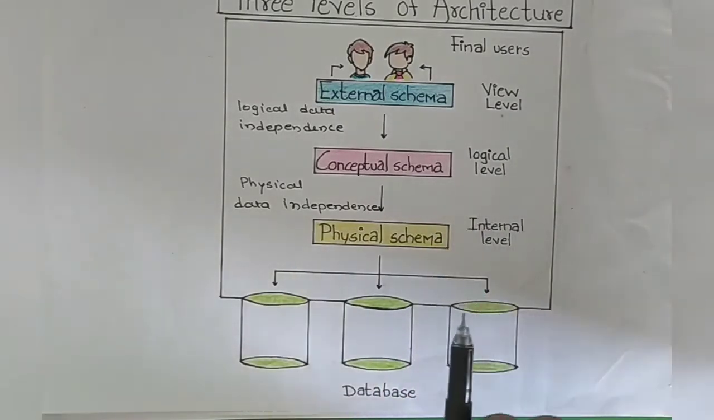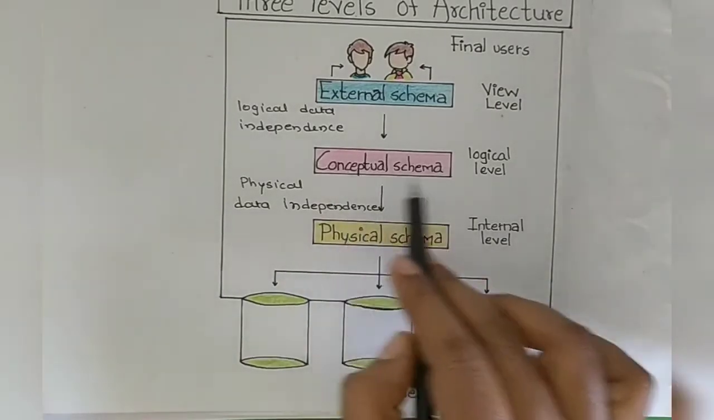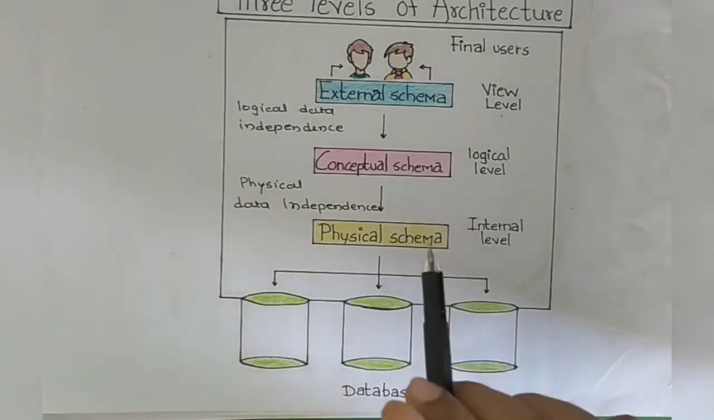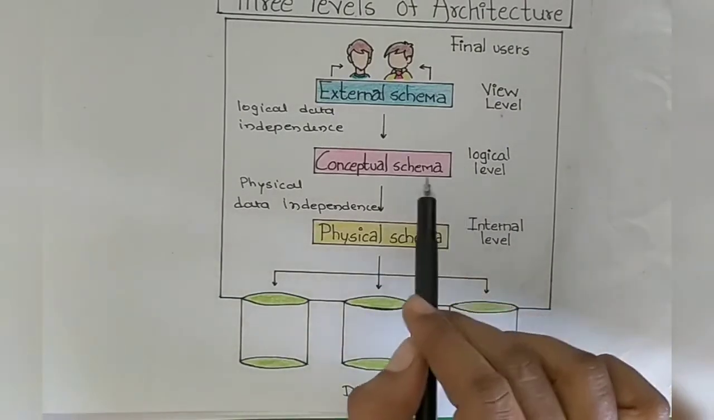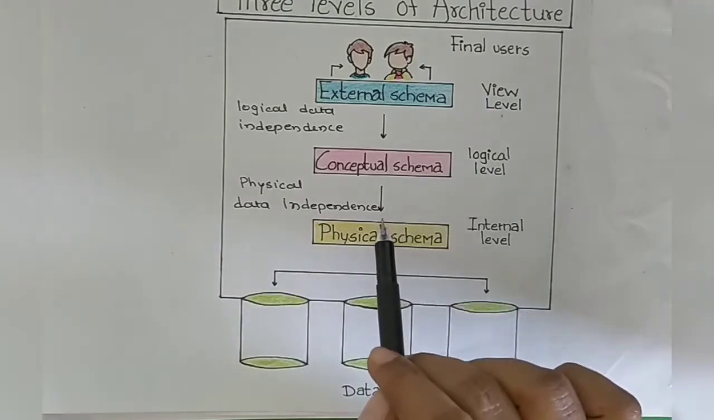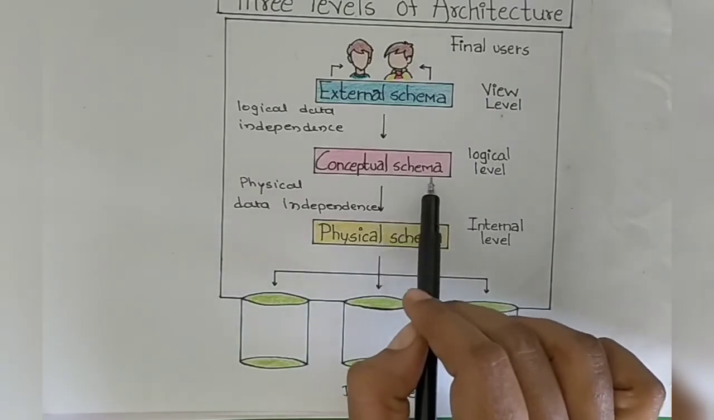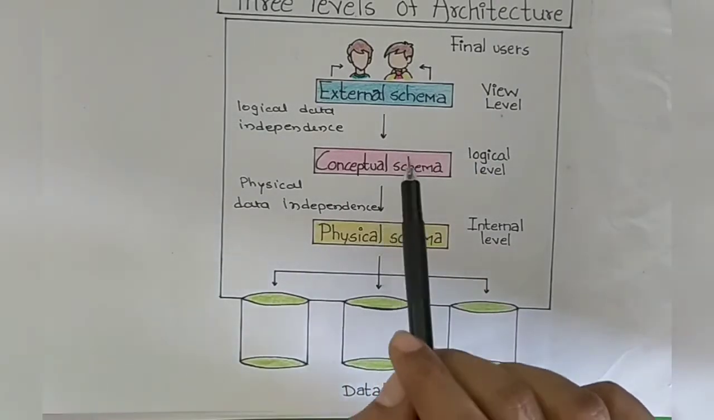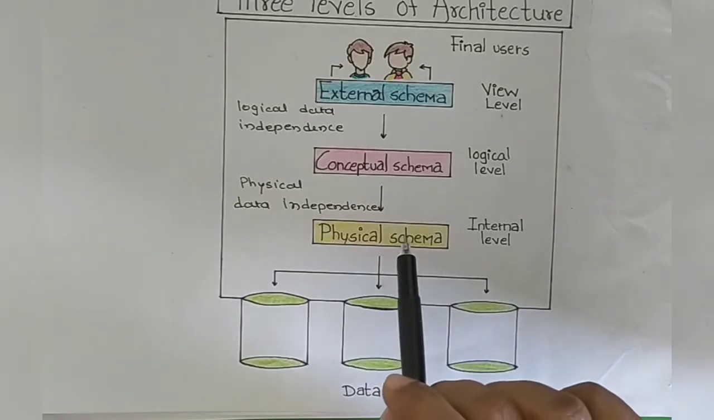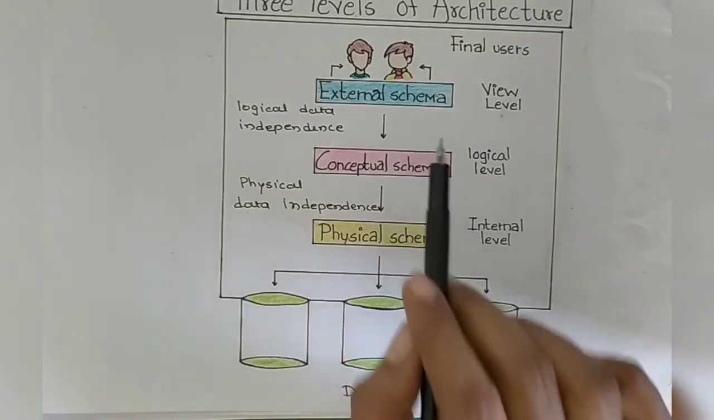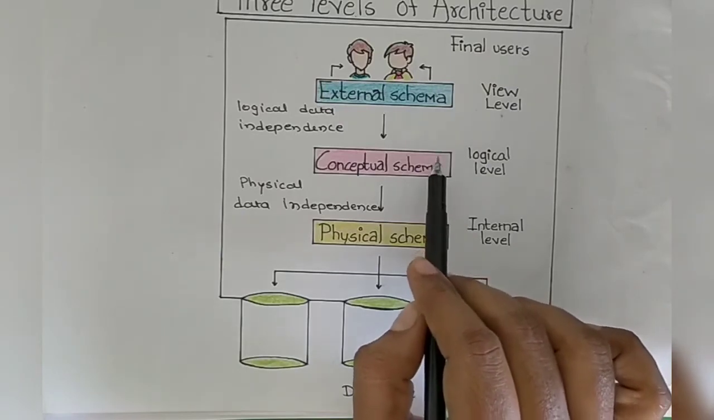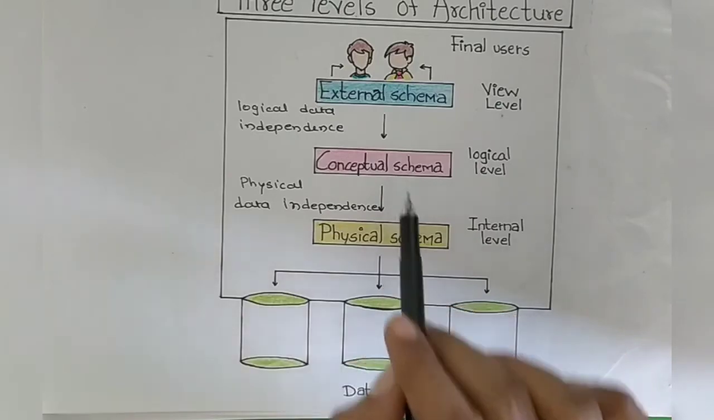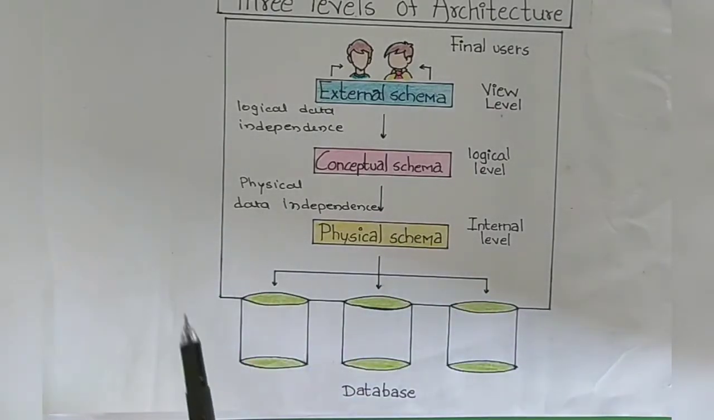So we are demonstrating ER diagram as a conceptual schema. So you can add, remove any attribute or relationship from the ER diagram and it will not affect the external schema or application program. It means we don't have to rewrite the application program if we make some changes in the conceptual schema. Okay.